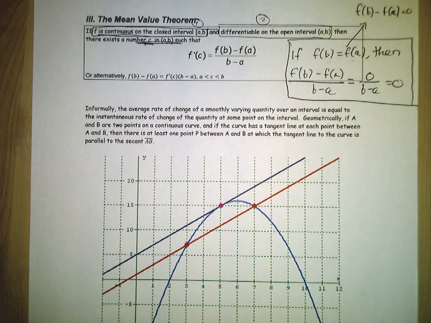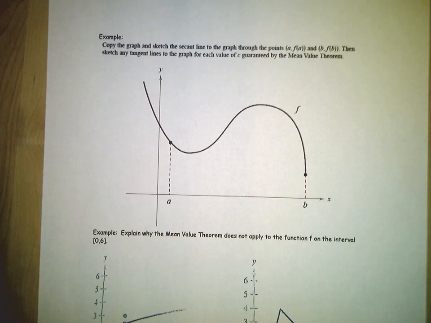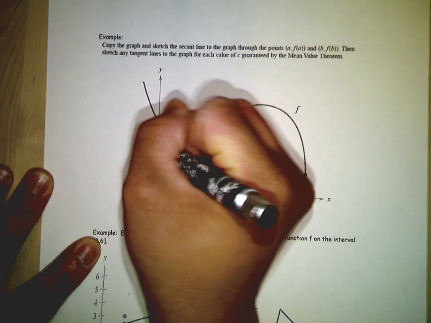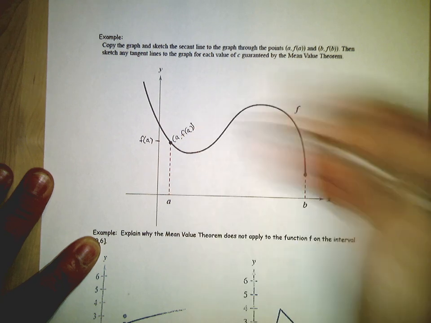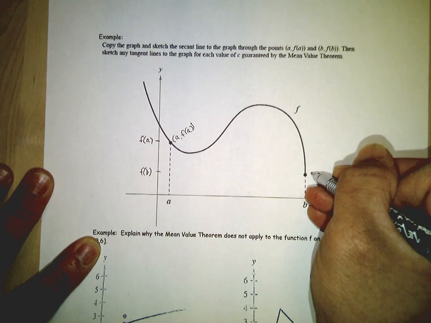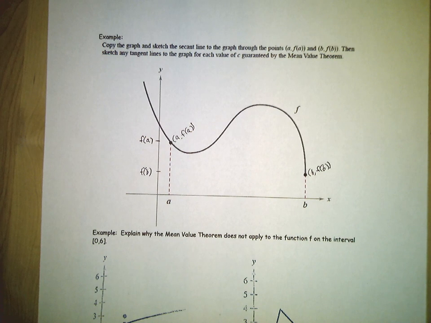All right, so you can see an example here of what is actually going on, but let's look at the next page and do an example here together. So copy the graph and sketch the secant line to the graph through the points A, f of A. So here's A, so here would be f of A. So this will be the point A, f of A, and B. And here is the point f of B. So here would be the point B, f of B. Then sketch any tangent lines to the graph for each value of C guaranteed by the mean value theorem here.